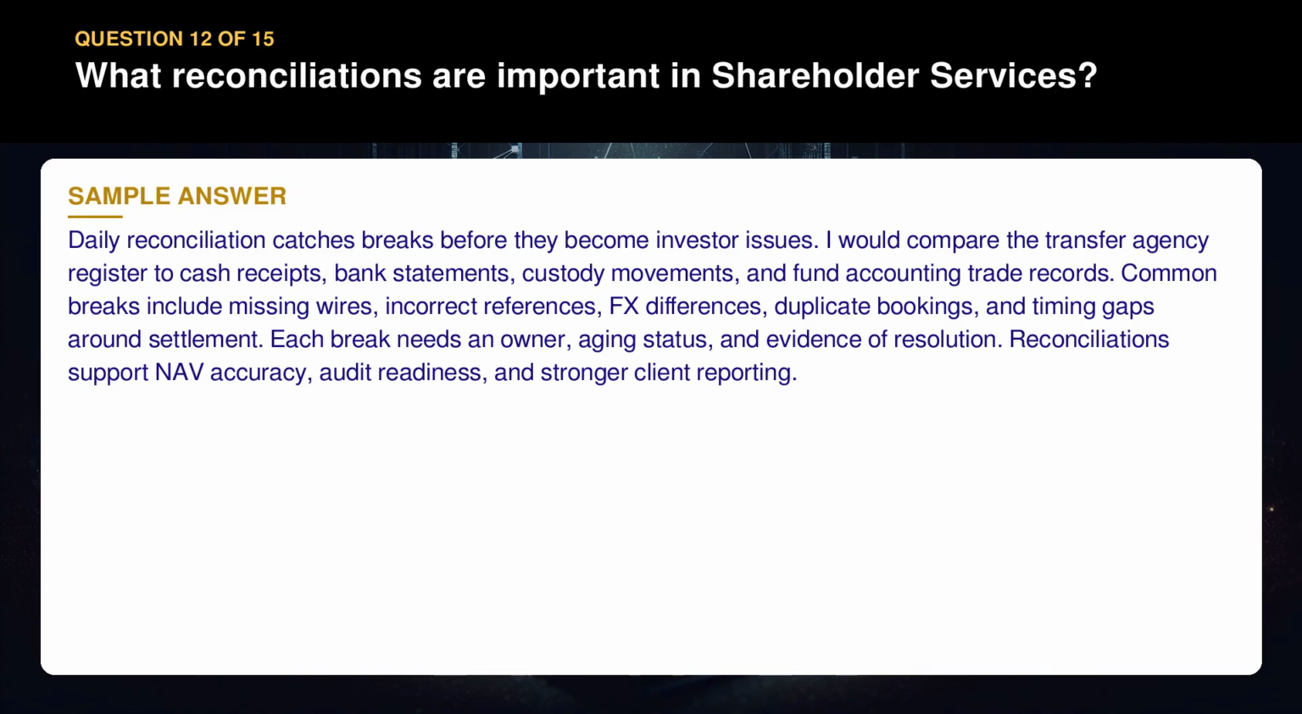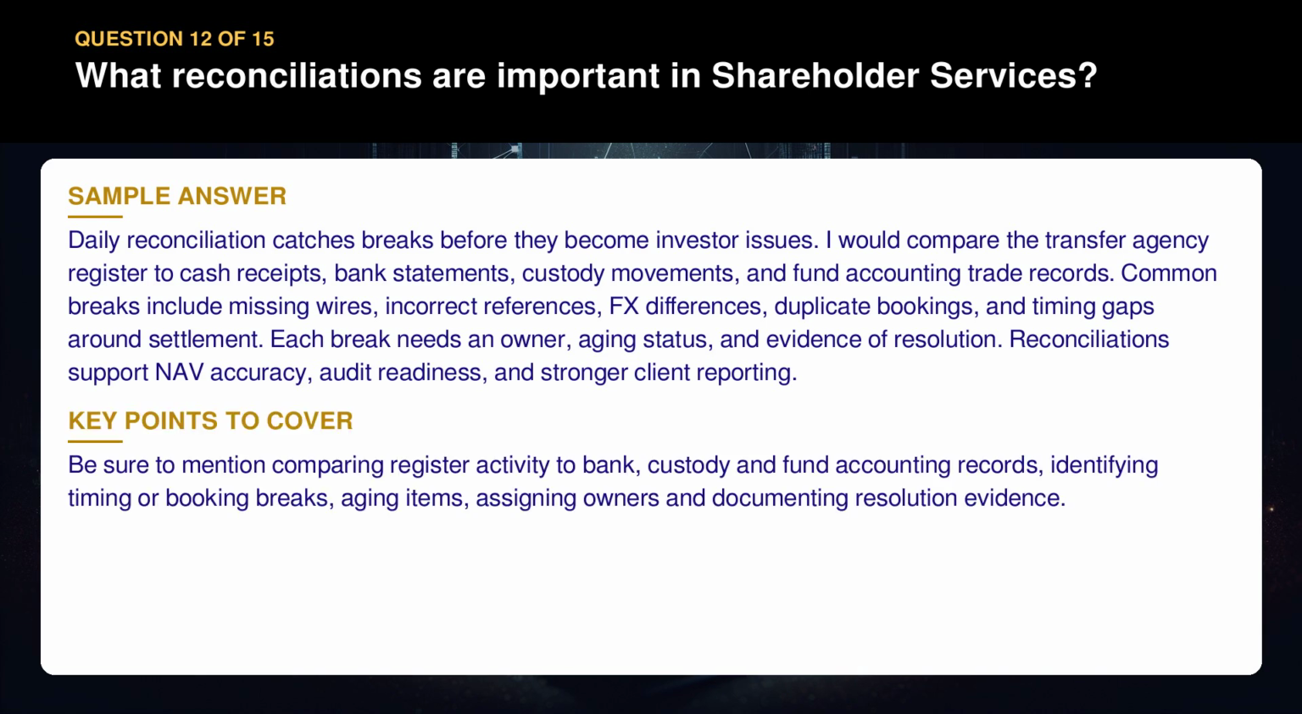Each break needs an owner, aging status, and evidence of resolution. Reconciliations support NAV accuracy, audit readiness, and stronger client reporting. Be sure to mention comparing register activity to bank, custody, and fund accounting records, identifying timing or booking breaks, aging items, assigning owners, and documenting resolution evidence.